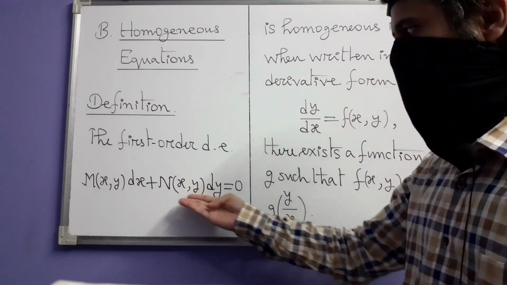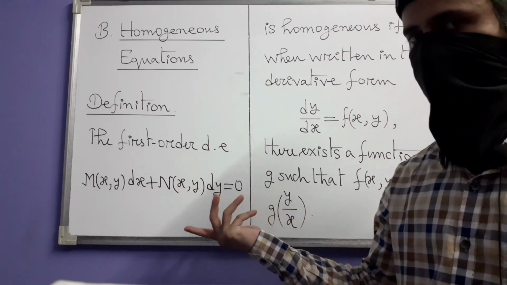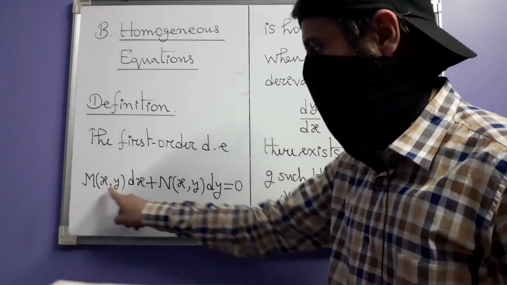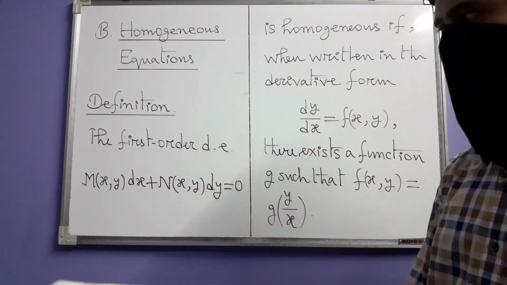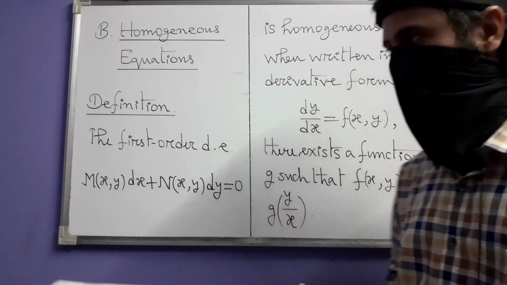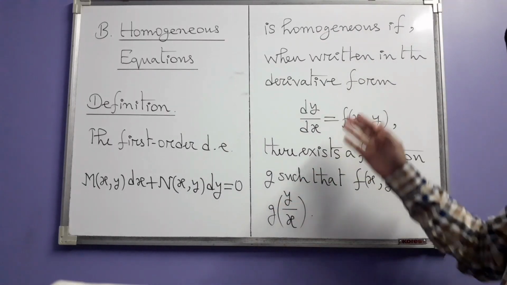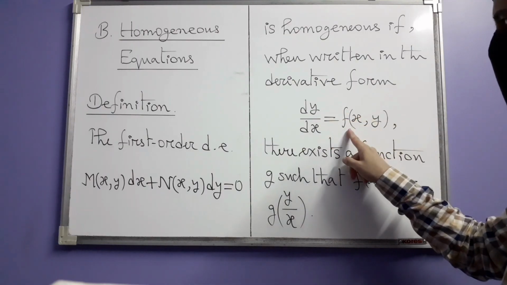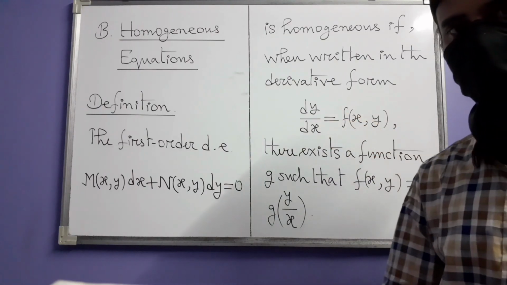Look at this first order differential equation. This is what we have been considering so far in the differential form: M dx plus N dy equal to 0, where M and N are both functions of x and y. So when you express this equation in the derivative form, it of course looks like this: dy/dx equals some function f of x comma y.